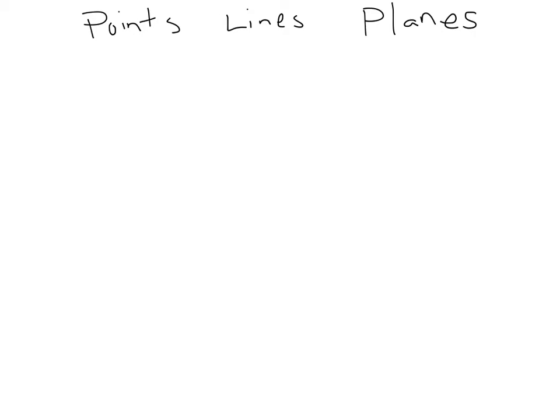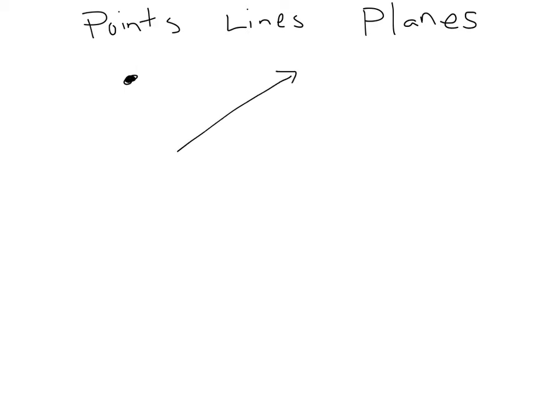What's a point? A dot. I'm going to go and draw a dot. You think that's a point? Okay, point. How about a line? It's a line with arrows on the end.